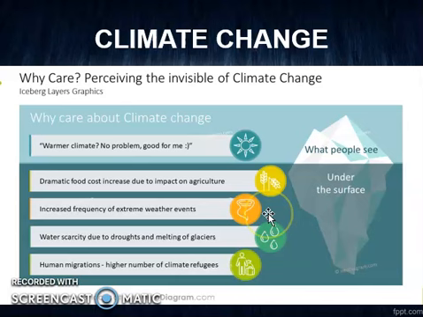The first one, dramatic food cost increase due to impact on agriculture. Increased frequency of extreme weather events. Water scarcity due to drought and melting of the glacier, and lastly, human migration. Higher number of climate activity. This is the matter that we must be alert to, to manage or overcome the environmental issue that we call climate change.